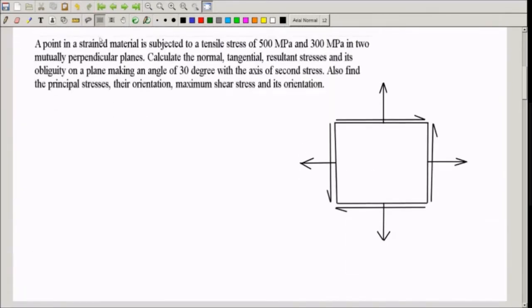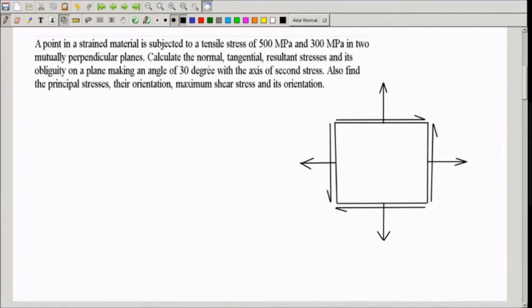First problem: a point in a strained material is subjected to a tensile stress of 500 megapascal and 300 megapascal in two mutually perpendicular planes. Calculate the normal, tangential, resultant stresses and its obliquity on a plane making an angle of 30 degrees with the axis of second stress. Also find the principal stresses, their orientation, maximum shear stress and its orientation.